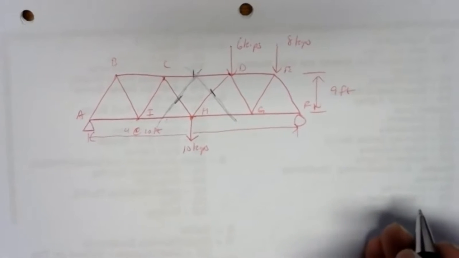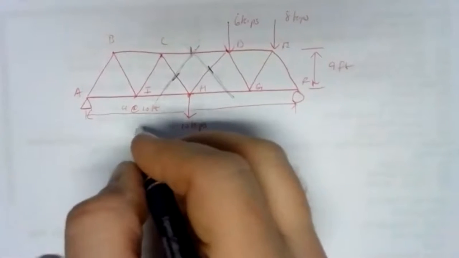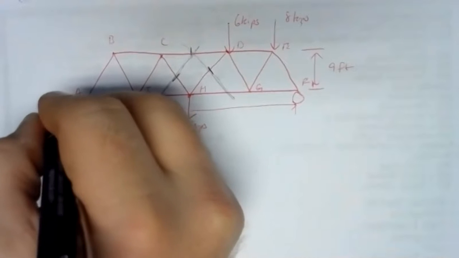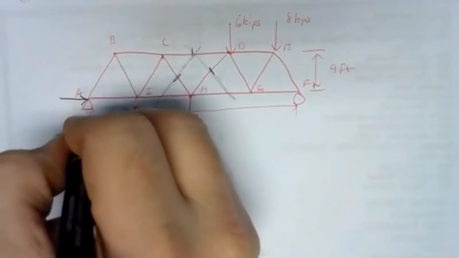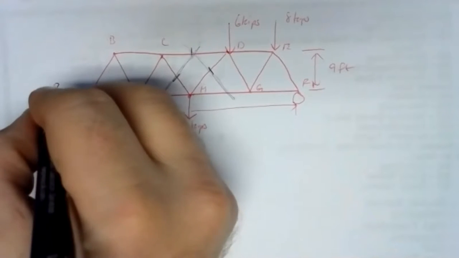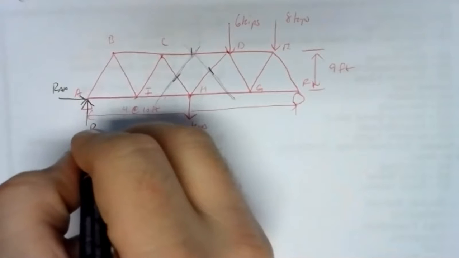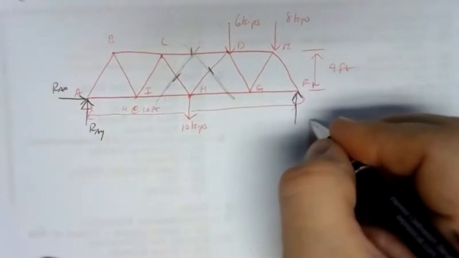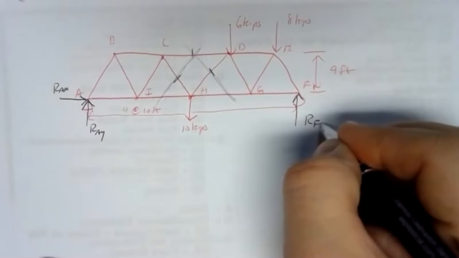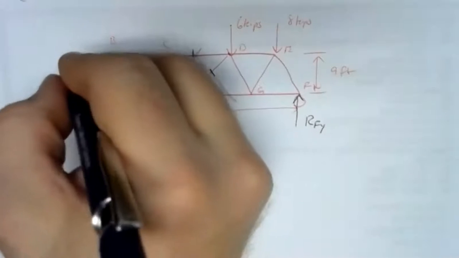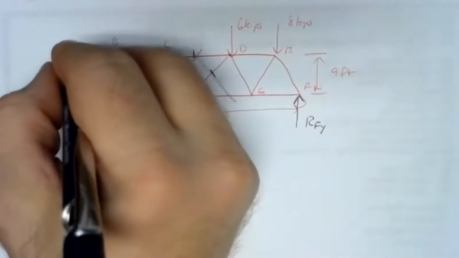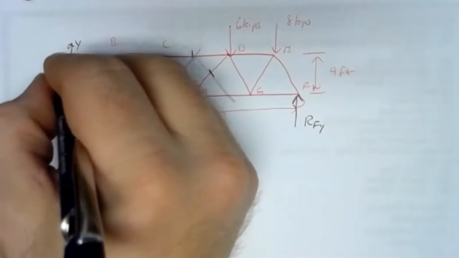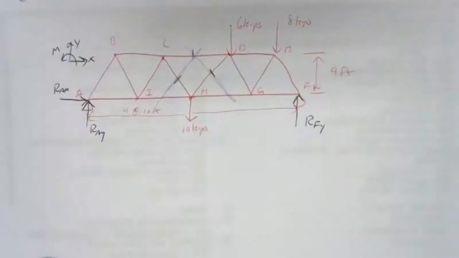So let's see here. In our free body diagram, I'm just going to draw on top of this here. We'd need a reaction at A, so we'd need RAX and RAY at the pin. At the roller, we'd have RFY. Coordinate system to the right and up are positive, counterclockwise moments are negative.